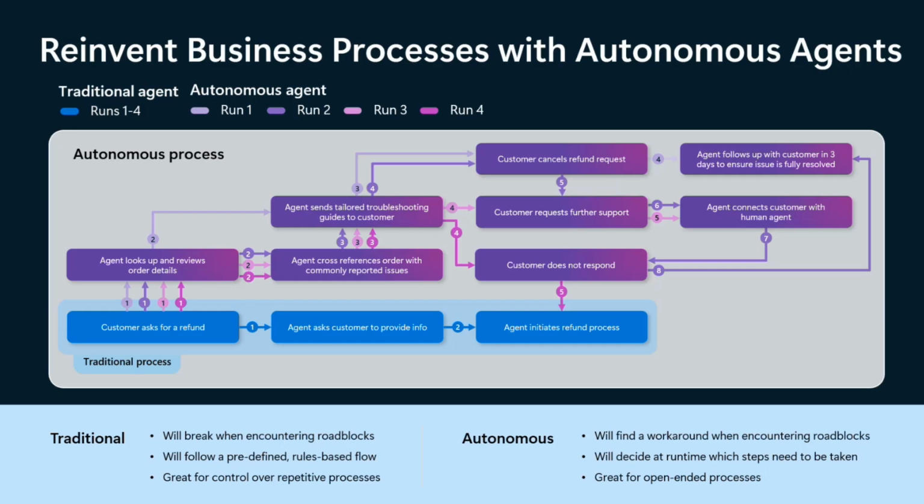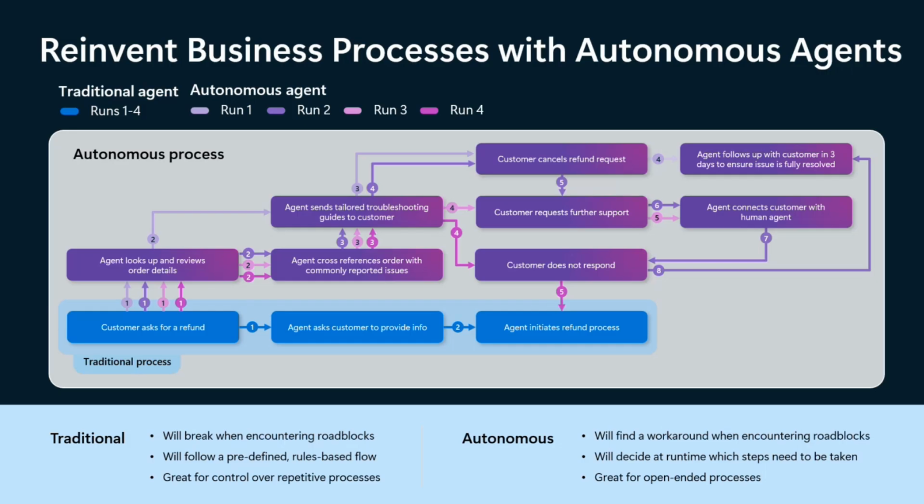Sometimes we need to look up the order details. And then, hey, maybe they didn't actually need a refund. They just need a troubleshooting guide sent to them so that we can save that sale and give them information on how to get something set up if they purchased. Or maybe that person cancels the refund and then we need to follow up with them to make sure that their issue is fully resolved. So you can see how each run then takes a different path based on what the need is in that moment. It is not held to the super rigidness of our traditional automations in the past.